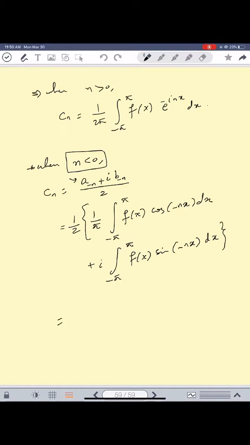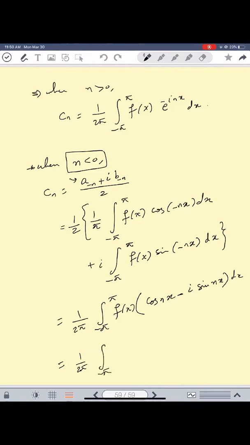But what is this? This is 1 over 2 pi. Again, you can take the pi out. You can have one integral from negative pi to pi, f of x as a common factor. Then you will be left with cosine nx, because again, the cosine cancels the negative sign. There is no need for the negative sign. But the sine gives you an extra negative sign. So this becomes negative I sine nx dx. And this is 1 over 2 pi integral minus pi to pi f of x e to the minus I nx dx. Fine? Is it clear?